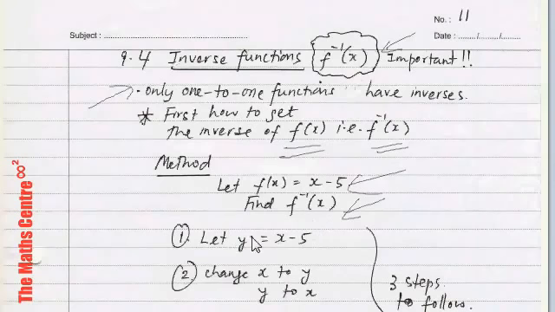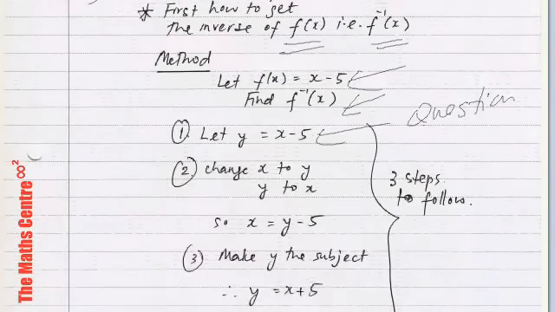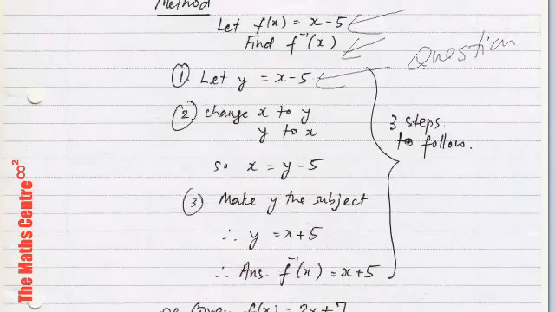First step, we will let y equal x minus 5. This follows the question. The question given is f of x equals x minus 5, so we will write y equals x minus 5. And then what we will do is change our y to x and our x to y. So where we see a y, we will change it to x, and where we see an x, we will change it to a y.